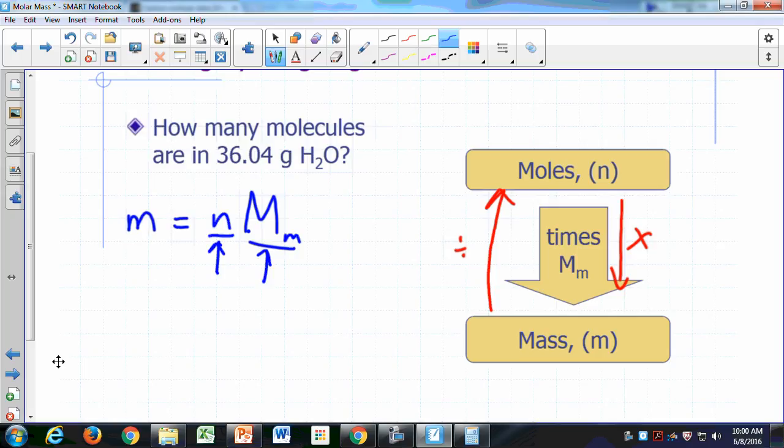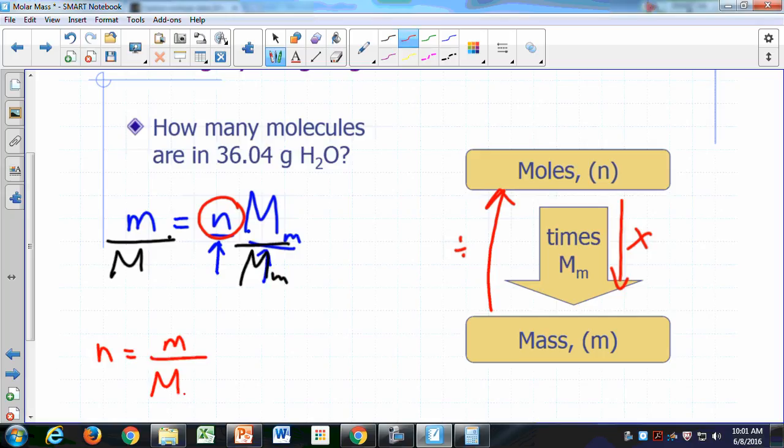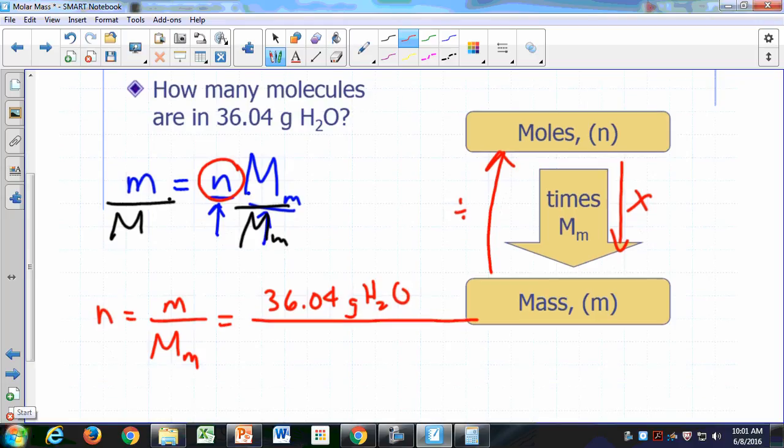So if I want to know the number of moles, how do I solve for n here? Divide both sides by molar mass, right? So number of moles is mass over molar mass. So that's 36.04 grams of water divided by molar mass. Okay, we figured that out earlier. Molar mass of water is 18.02 grams per mole. Grams water per mole of water is another way of writing it.